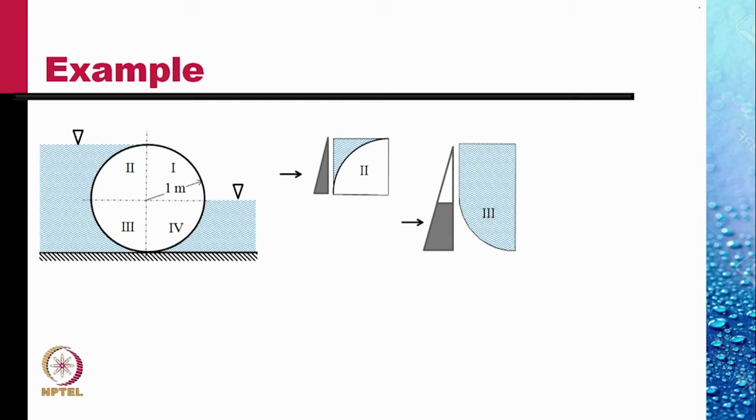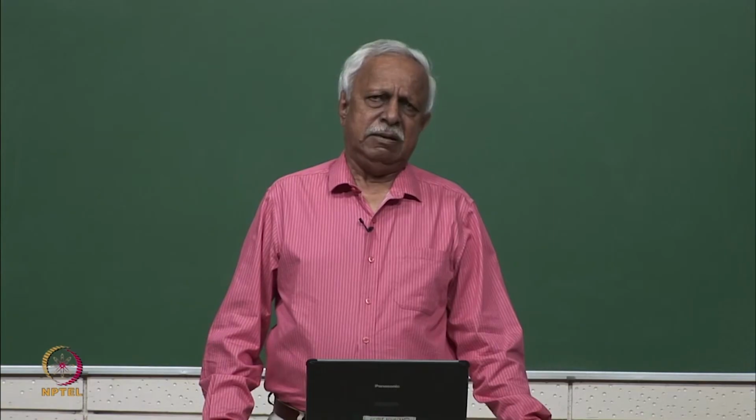The projected area here is again a rectangular plate of height 1 meter. The centroid of that plate would be 0.5 meter from the top of this plate, and so the depth of the centroid from this free surface is 1.5 meter. So pressure here would be rho times G times 1.5 meters, and the force is obtained by multiplying it by the area of this projected area.